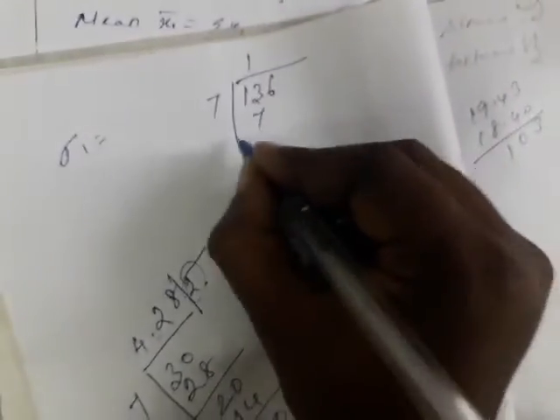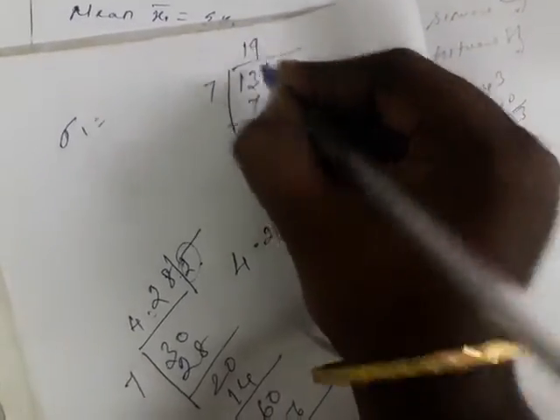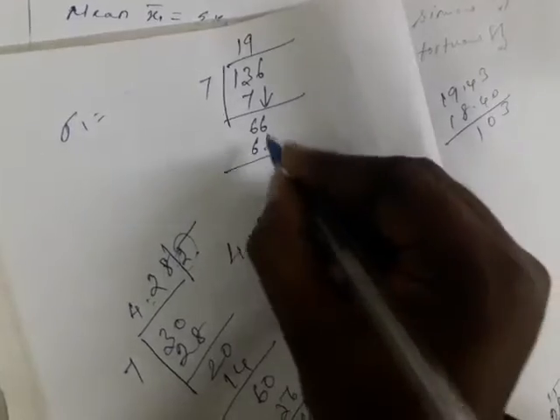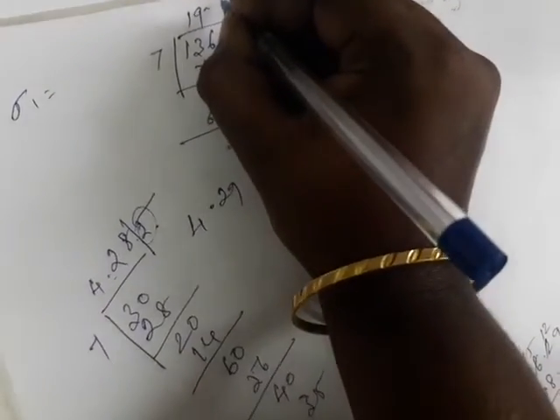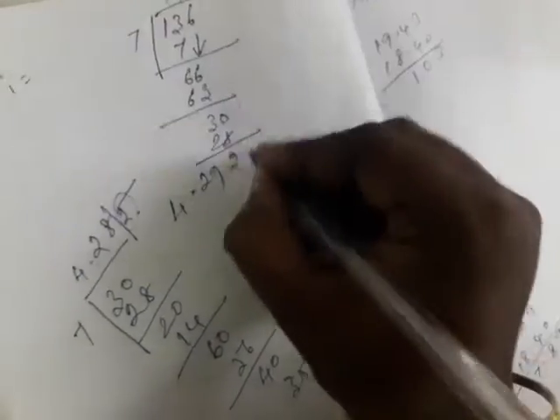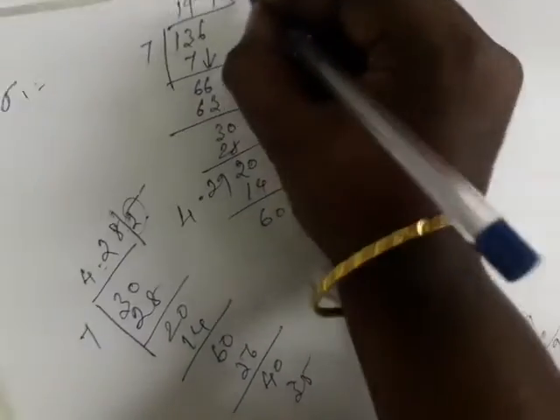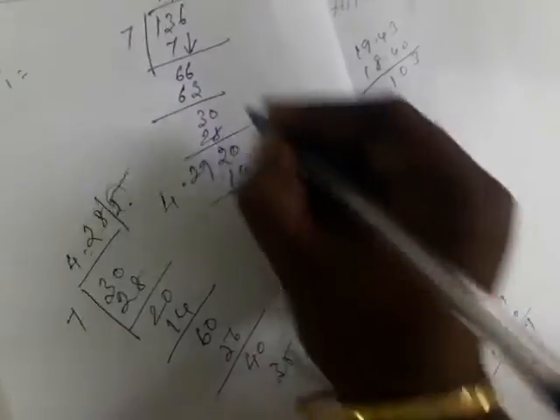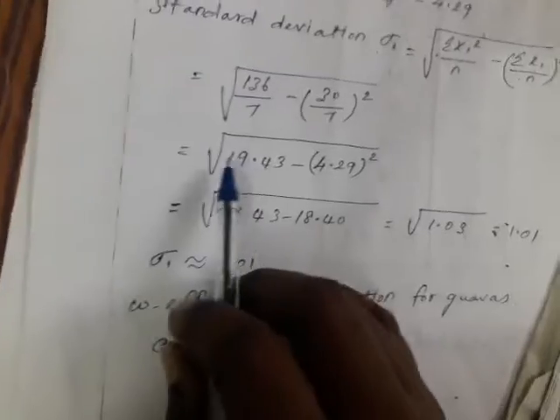136, 7 1s are 7. Remaining 6. This 6 you have to drop down. 9 sevens are 63. Balance 3. Add 10. 3 sevens are 21. 4 sevens are 28. Balance 2. Okay. Add 10. 2 sevens are 14. Balance 6. 8 sevens are 56. So 19.43, approximate value 19.43.